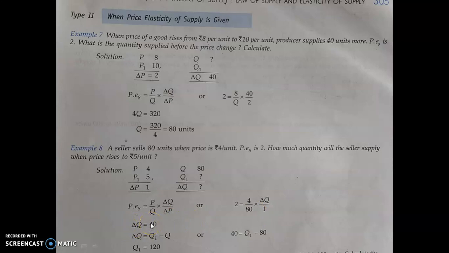If we get delta Q, we can calculate Q1. That is, delta Q is equal to Q1 minus Q. So delta Q is equal to 40, that is equal to Q1 minus 80. That is Q1 is equal to 40 plus 80, that is 120. Okay, so these are the problems related to price elasticity of supply.